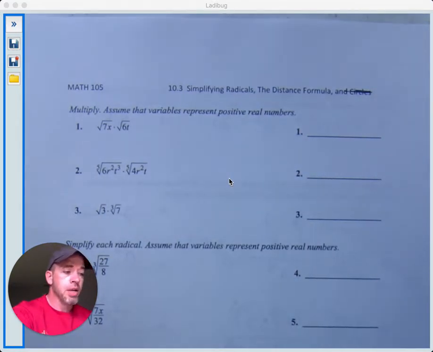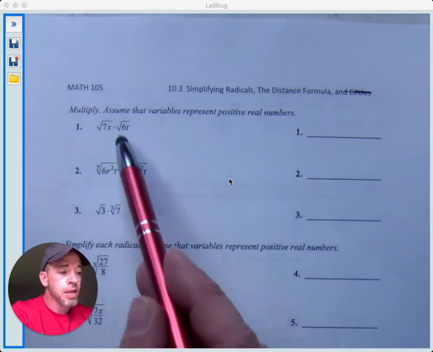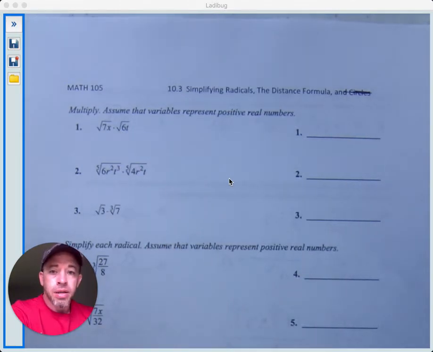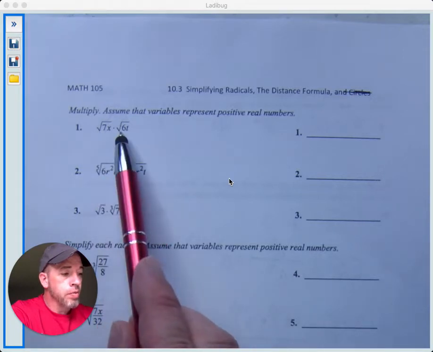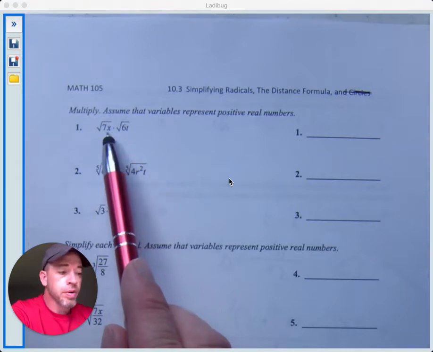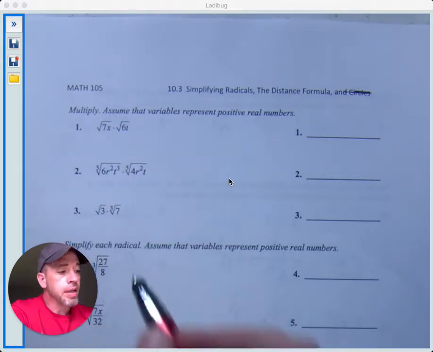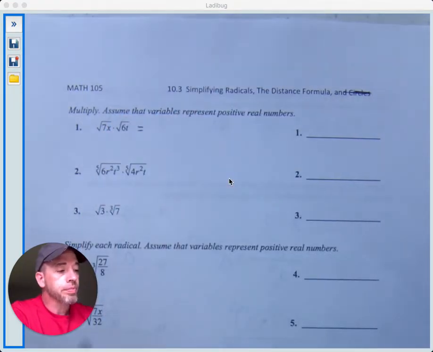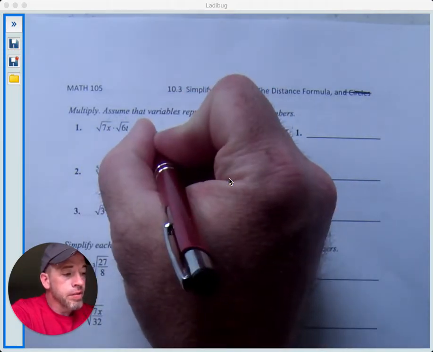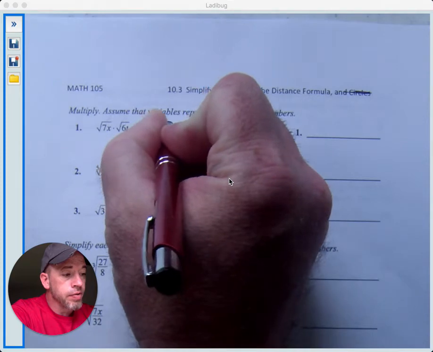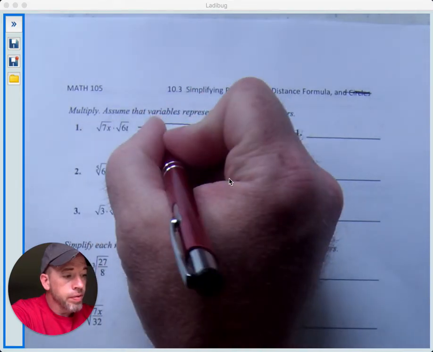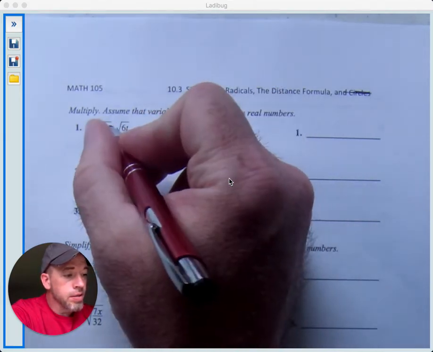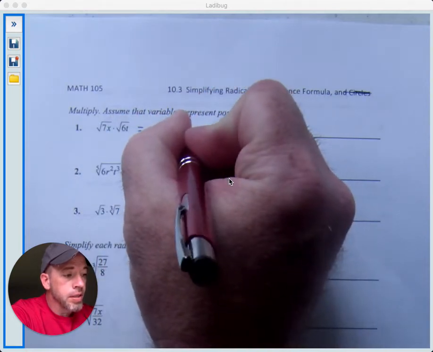So the first topic here is multiplying radicals. If you have the same root, square root, and you're asked to multiply two square roots, you can actually multiply everything inside and put it underneath the radical. So we can take 7 times 6, which is 42, right? And so we can write this as the square root of 42. And then there's an x and a t, so x times t, so 42xt.